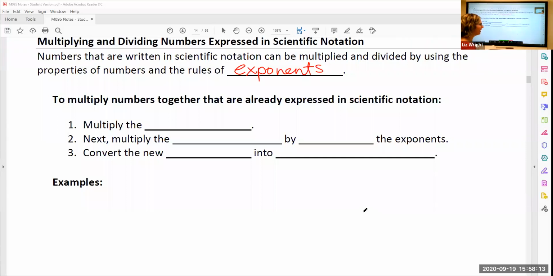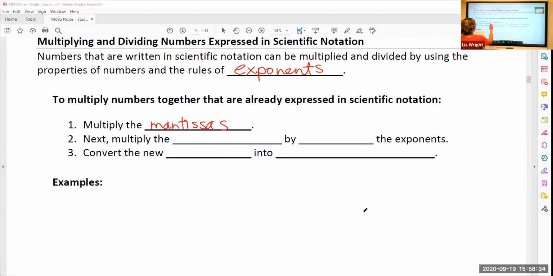It says to multiply numbers together that are already expressed in scientific notation. What I'm going to have you do is group the mantissas together. So that's what we're going to do: we're going to group the mantissas together and multiply them. So, multiply the mantissas.